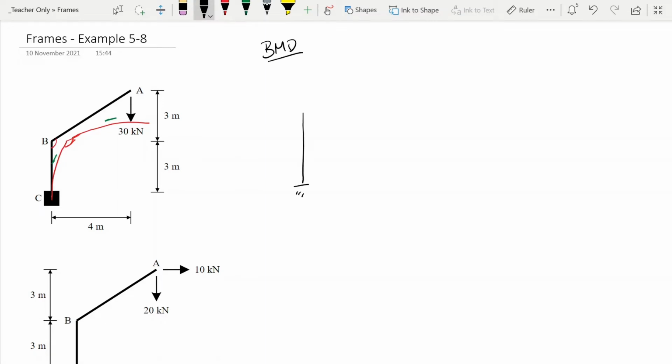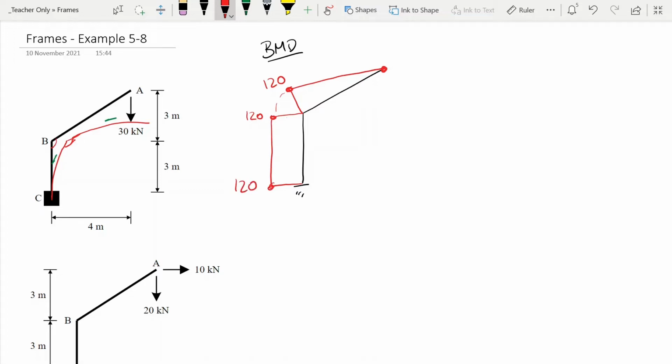So in this particular case, we know the moment at A is 0, we know the moment at B should be 30 times 4, so that's 120, and since we know that we get tension on the top, we should get our moment like this. The moment transfers outside, so the moment now in this case here is also 120. And if we try to think about the moment at C, that should also be 120. So that's the bending moment diagram.